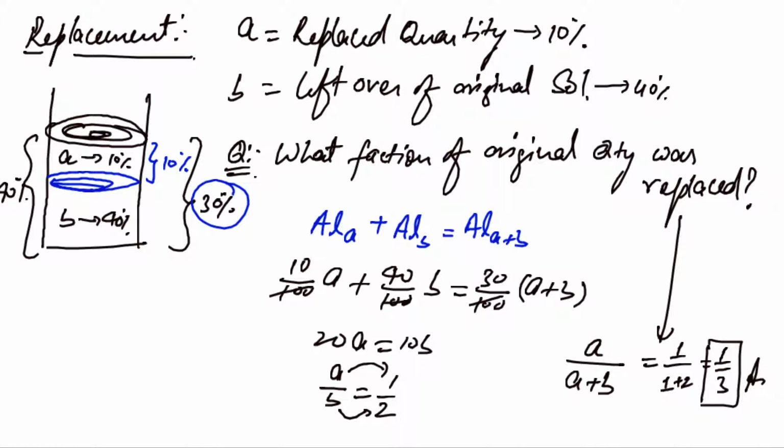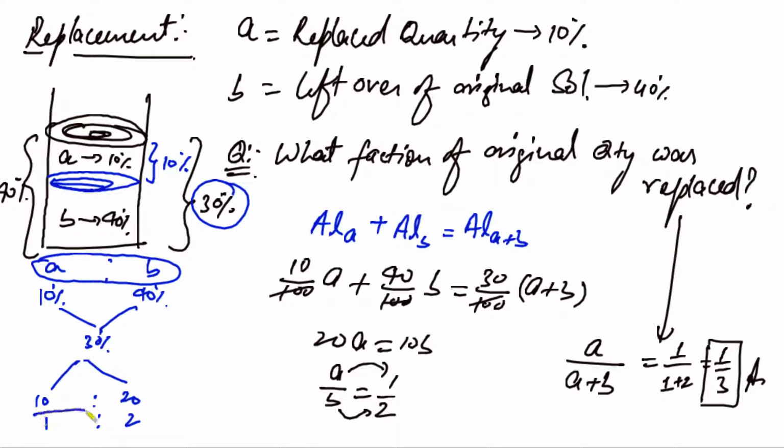The same question can be solved by the alligation method as well, which means some part is 10% and some part is 40% alcohol solution. The resultant we get is 30% alcohol solution. So the ratio should be 10 by 20, which means 1 over 2. This is the ratio of A by B. So once again we arrive at the same result. And using this result, we can understand that A divided by the total quantity will be 1 over 3 again. I hope that makes sense.